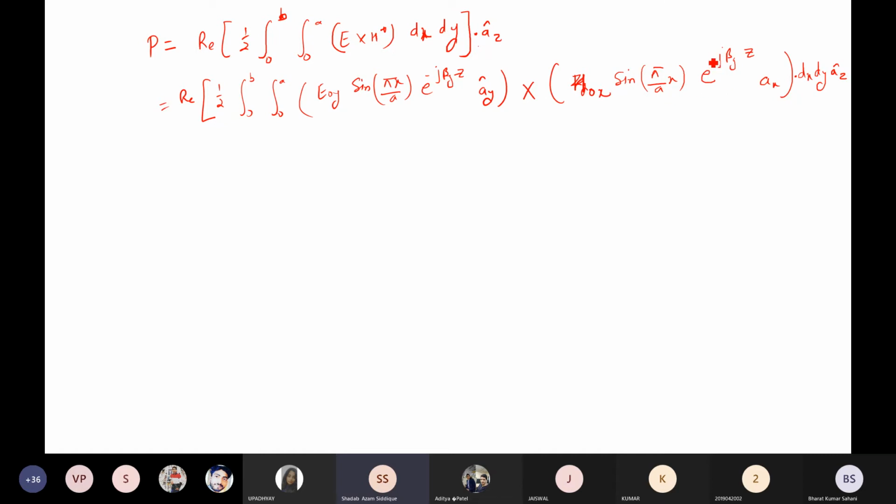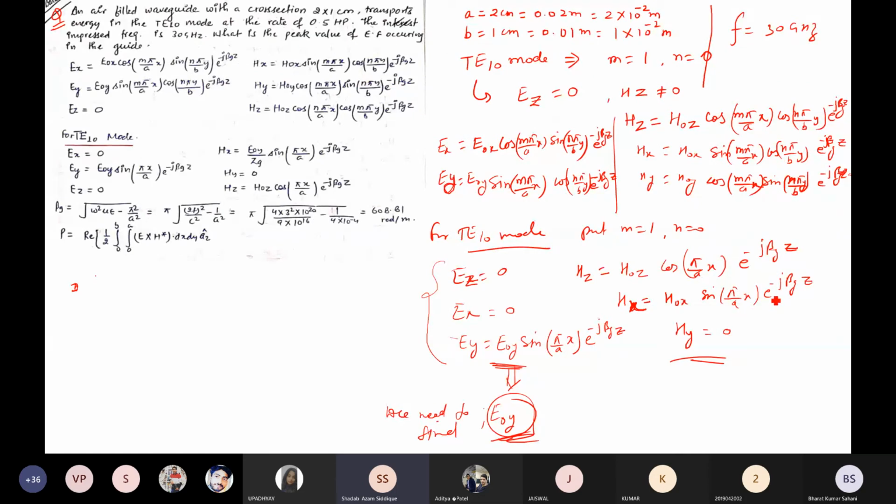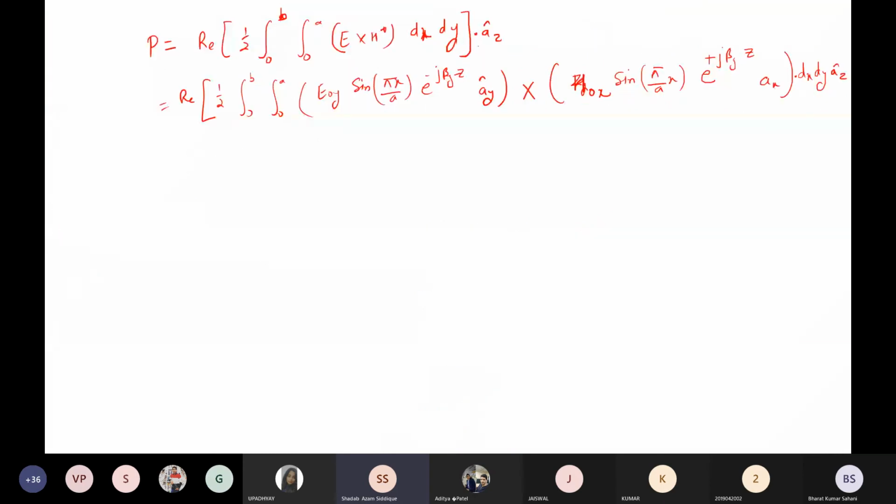See why this is a plus sign: because we are taking the conjugate. H is H naught x sine pi by a into x, e to the minus j beta g into z, so I'm taking the conjugate of this one. In the conjugate, the j term will have a plus sign, so that will be 180 degrees out of phase. So now take this one and this one, multiply both, and try to find out.